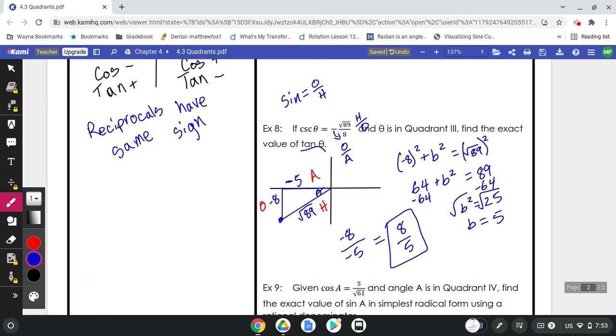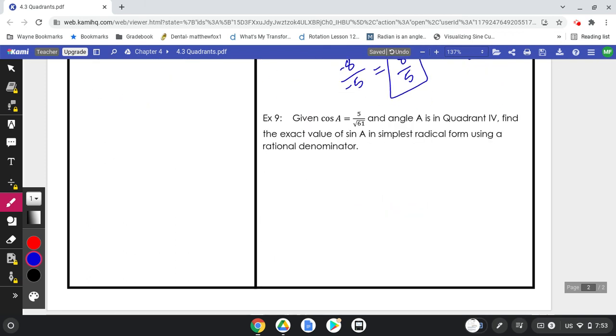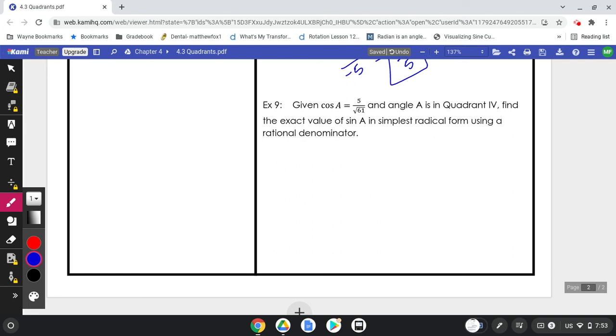All right. One last problem, then I'm done for the day, and you guys can go into Delta Math and get that done. So if we look here, example number 9 says that cosine of A is 5 over the square root of 61. Now keep in mind, that is not an okay way to leave our answer. There's a square root on the bottom. We can't leave that as an answer. Sometimes a problem might have that in the beginning, but that's not our final answer, so that's why it's okay.